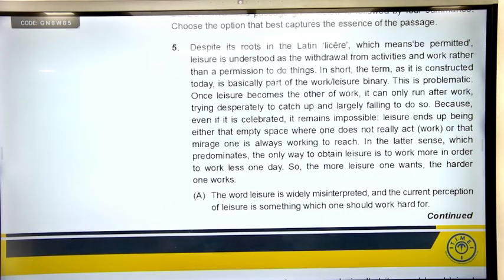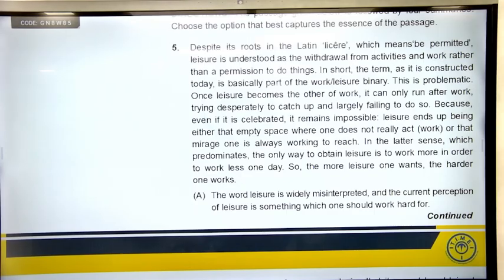Despite its root in the Latin licere, which means to be permitted, leisure is understood as the withdrawal from activities and work rather than a permission to do things. What it says is that it was a withdrawal from activities. No, I won't do anything now. This is my leisure time. I won't do anything. Now, in short, the term as it is constructed today is basically part of the work-leisure binary. It's a part of the work.